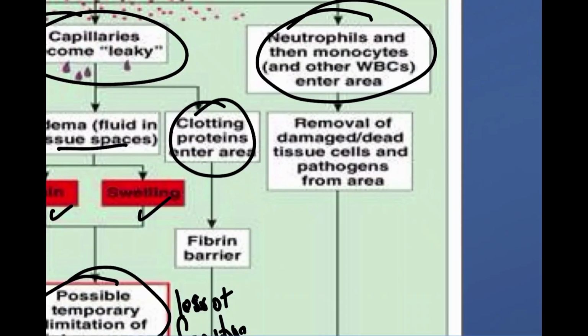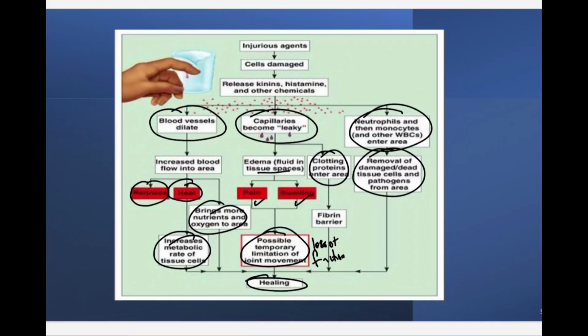And again, it removes all the dead tissue, the damaged stuff, and the pathogens from the area, which is going to promote healing. So as long as you can understand where the redness, the heat, the pain, the swelling, and the functio laesa, loss of function occur, if you can describe that process, that's where a lot of questions will come from. Make sense? So understand those 5 key clinical manifestations and what the process is that causes them.